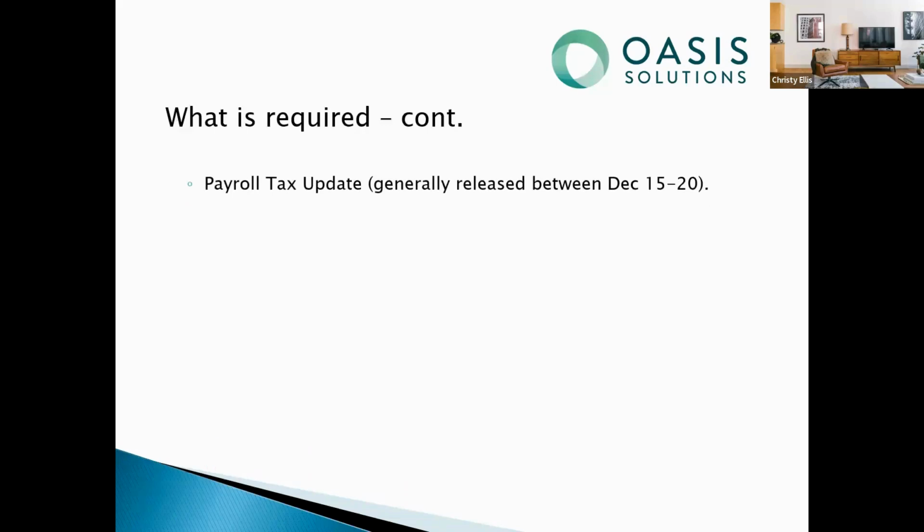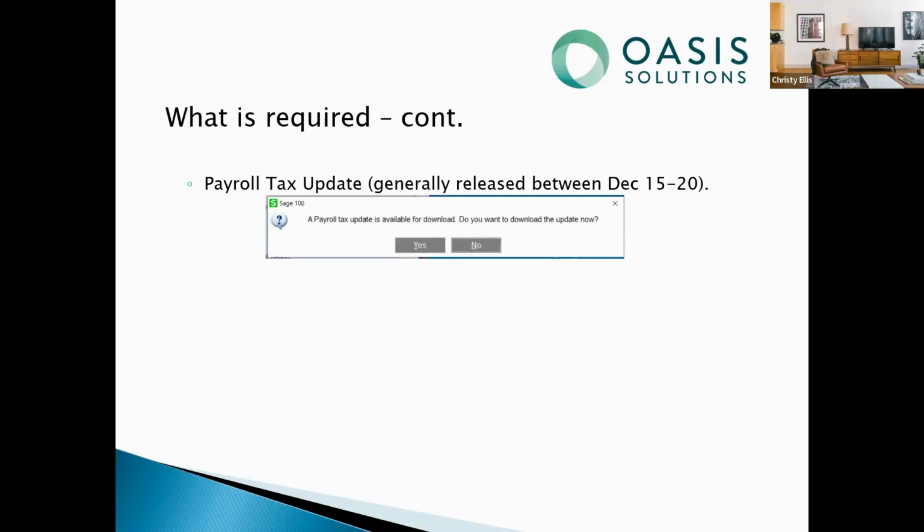In addition to the Payroll 2.24 installation, there are also your payroll tax updates that come out. Usually those come out once a month. Those are the ones where you get prompted in your Sage 100, telling you, hey, you've got an update, do you want to download and install it? There will be a new one for that as well. Generally, that's released between December 15th and 20th. When that pops up, you definitely want to make sure that it is installed. That should be done anytime during the year.